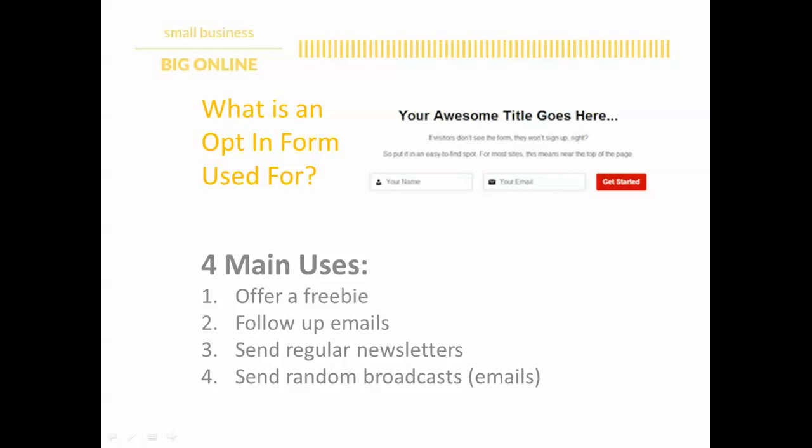The 4 main uses are, first up, you can create an opt-in form and offer a freebie. That's one of the best uses of the Aweber platform. The next best use is to create follow-up emails. Once someone has signed up and received your freebie, you can follow them up with emails, ask them what they thought of it, if they have any questions about it. And after a few more emails, you can introduce your product or your services. That's a great way for them to get to know, like, and trust you. It's fantastic touch points. So that's the second way.